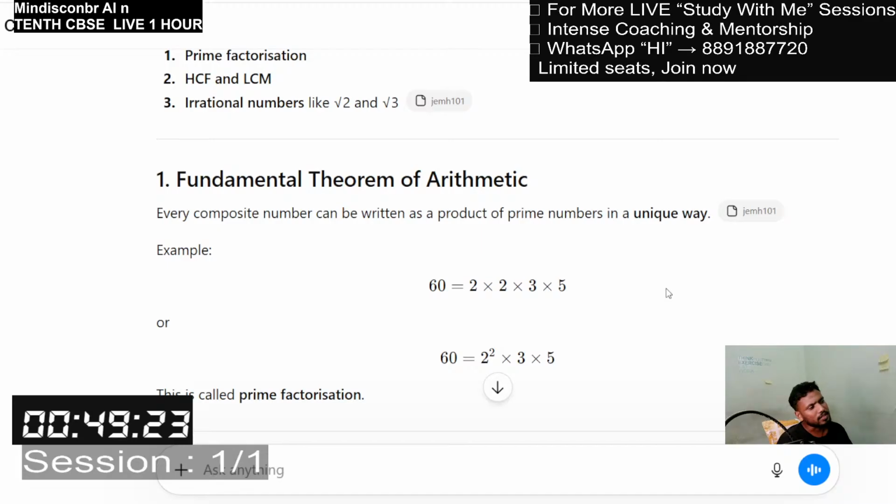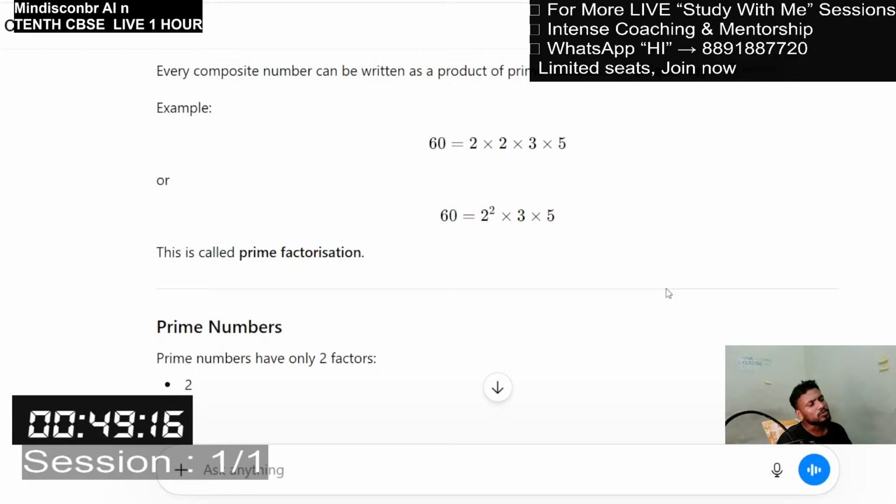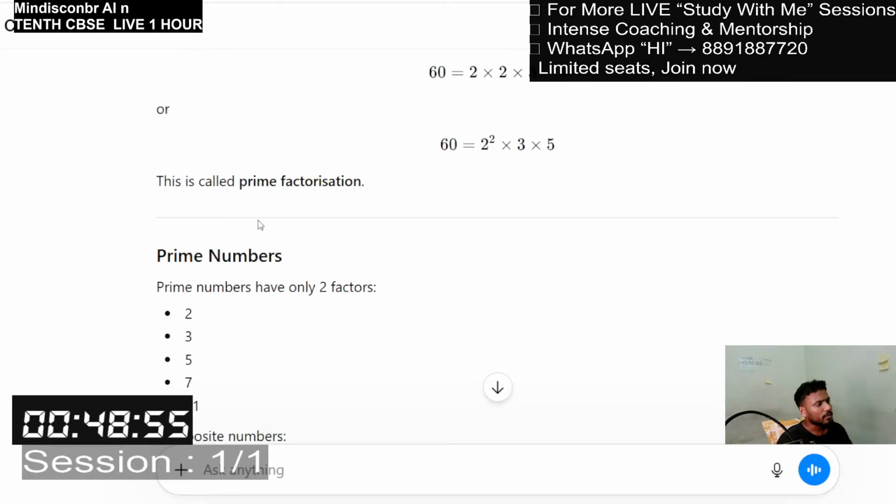For example, 60 can be written as 2 into 2 into 3 into 5. That is, 60 is equal to 2 square into 3 into 5. So we can say that this 60 is a composite number. A composite number should always be expressed as the product of prime numbers. Then only we can say that the number is a composite number. And this is called prime factorization.